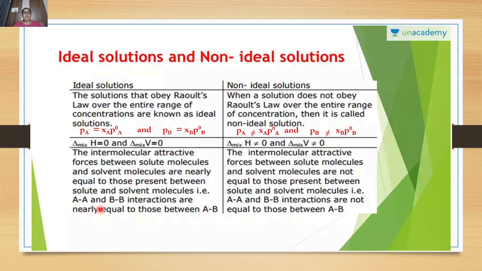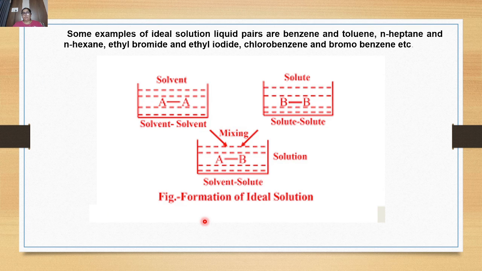That is, AA and BB interactions are nearly equal to those of the AB interaction. Here we can see that this is solvent molecule and this is solute molecules, and solvent is A, solute is B, and there is force of attraction between solvent molecules and also in case of the solute molecules.